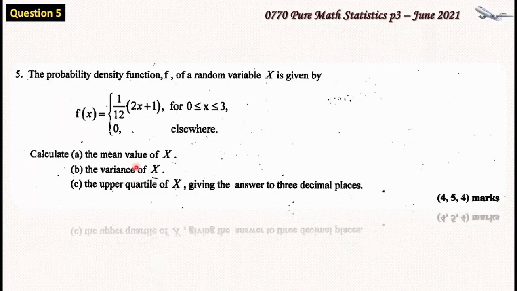This brings us to question 5. The probability density function f of a random variable x is given by f(x) = 1/12 (2x + 1) for x ranging from 0 to 3, and zero elsewhere. Calculate the mean of x, the variance of x, and the upper quartile of x, giving your answers to 3 decimal places. So let's calculate the mean.